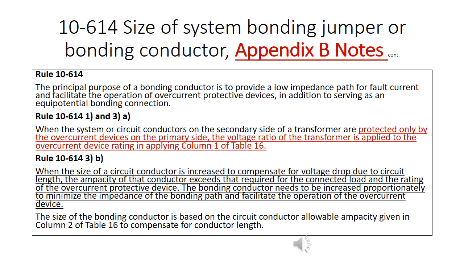We'll get to that question in a second. Next rule, 10.614, Subrule 3B. When the size of the circuit conductors is increased to compensate for voltage drop due to the circuit length, the ampacity of the conductor exceeds that required for the connected load or the rating of the overcurrent protective device. The bonding conductor needs to be increased proportionally to minimize the impedance of the bonding path and to facilitate the operation of the overcurrent device.